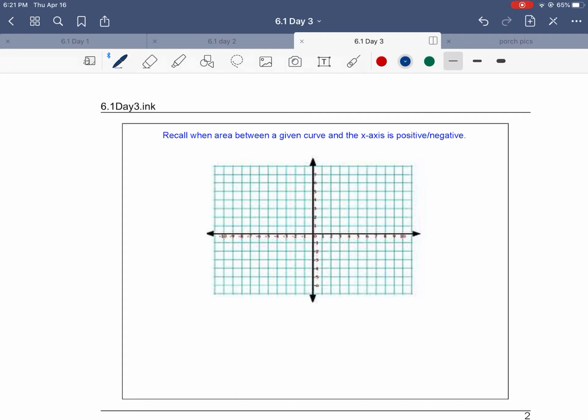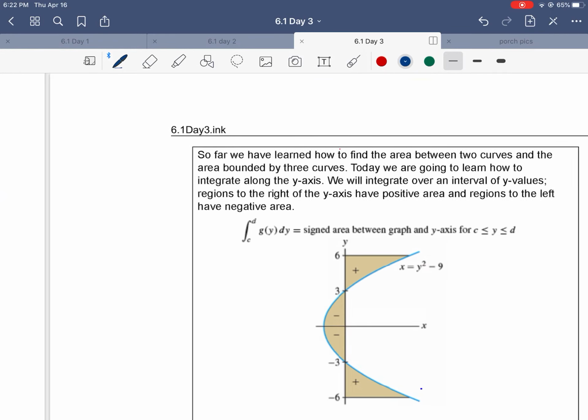Okay, so remember that when we first started this idea of area between a curve and the x-axis, where the positive and the negative area was. And this was simply when there was a single function, not two functions like what we're doing right now. But we talked about how area up here was positive, whereas area down below was negative, right? We had problems like this. Anything below the x-axis was negative. Same idea.